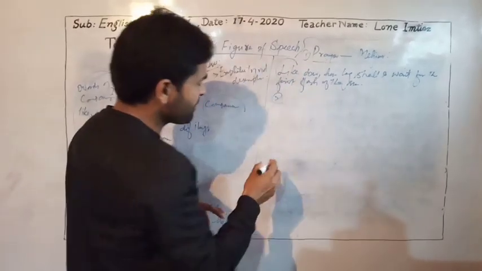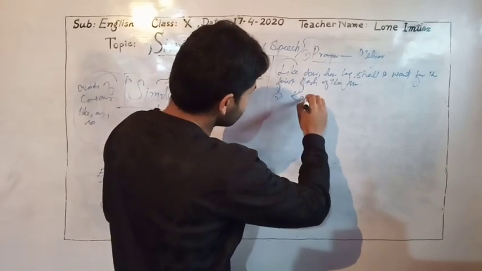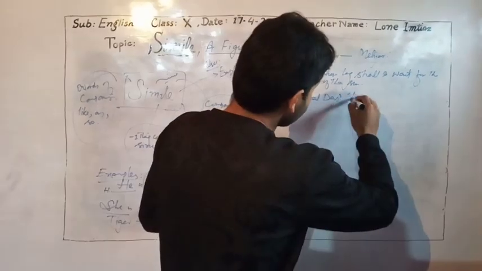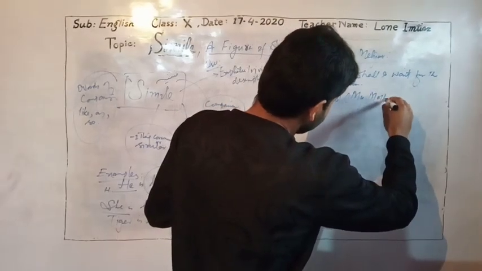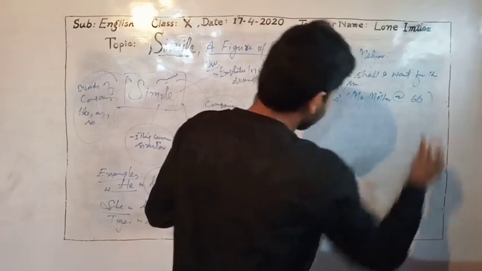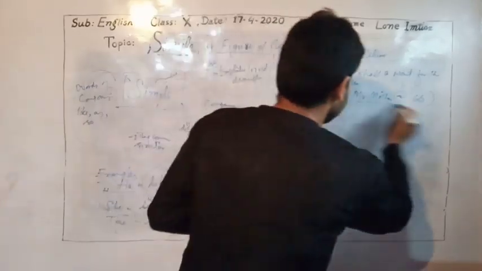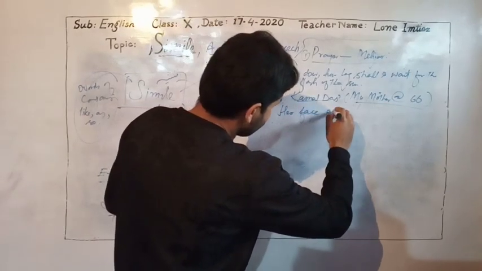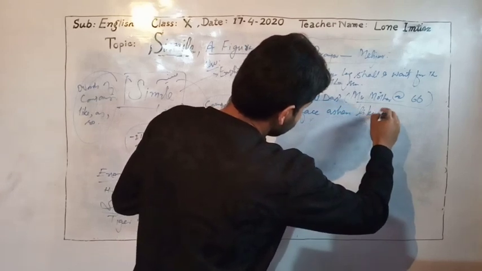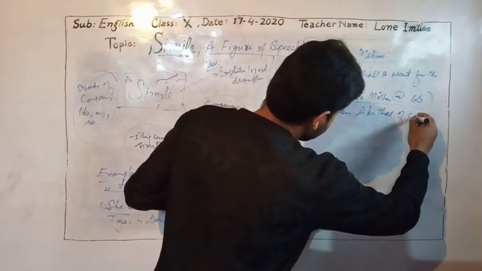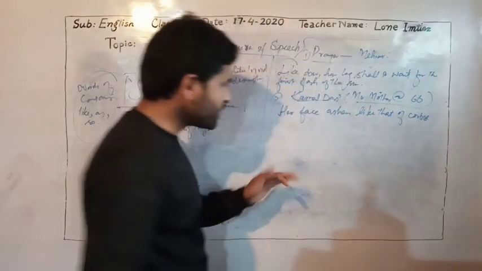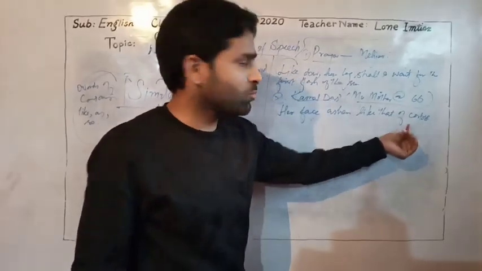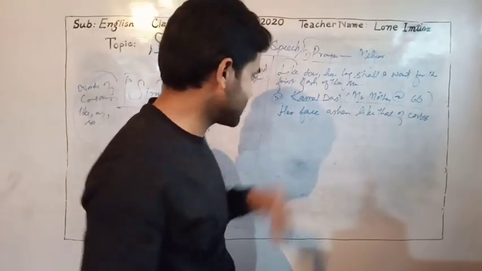So let's take another poem, Kamala Das's. कमलदास ने एक पोएम लिखी, उसका नाम है माय मदर एट 66 and it's also prescribed in your syllabi. The first example is, her face ashen like that of a corpse. The poet compares her mother's face with कॉप्स, डेड बॉडी के साथ कंपेयर करता है. जैसे डेड बॉडी कलरलेस और पेल होती, वैसी उसकी मदर का फेस है.